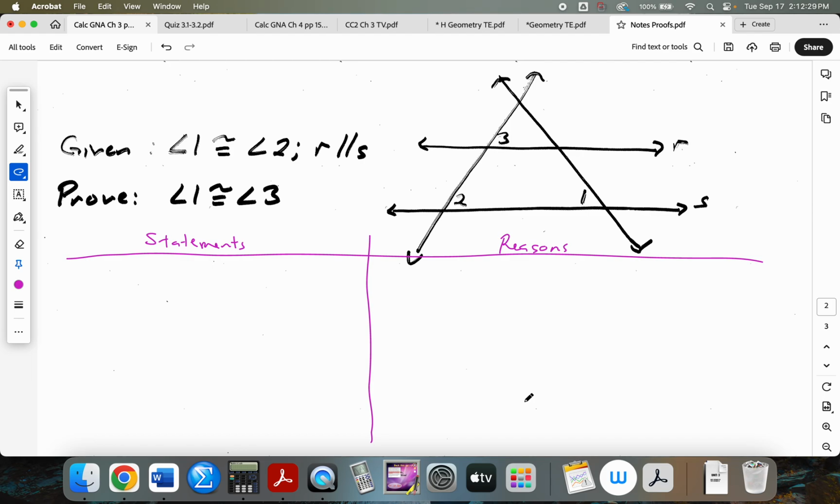A statement is something that you're asserting to be true. I know this is true. I know this is true. The reason is, how do you know that it's true? The reasons are going to be definitions or theorems or postulates that we already have. So, for example, on this one, my first statement, I've got to have a reason that goes with it. I always just write down the given to start with. Your book sometimes writes part of the given, and then later on in the proof, they write a different part of the given. I think I'm just too lazy to do that.